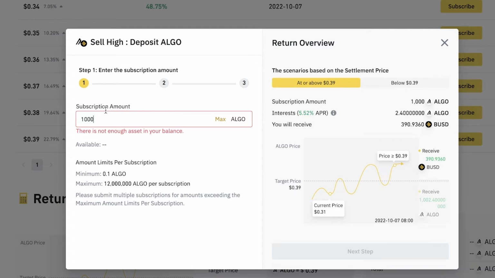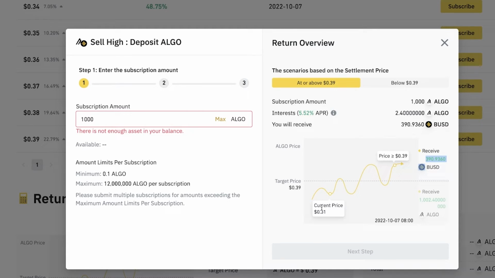So let's say I go ahead and enter 1000 Algo, then you can see the interest that you have. If I buy 1000 Algo right now, it's going to show me the current price and the receiving price that I would get. So this is how simple and easy it is for you to get started with dual investments on the Binance platform. Now you can see in terms of receiving, you don't actually receive the token that you are betting. You receive BUSD or whatever is the token pair that you have selected. You can choose to get USDT or BUSD, that is up to you.